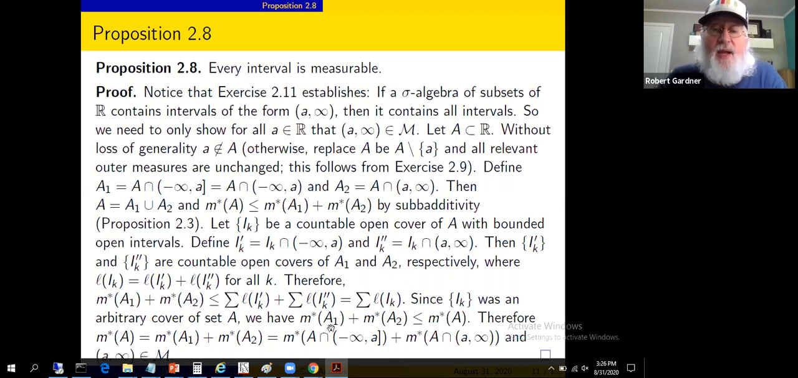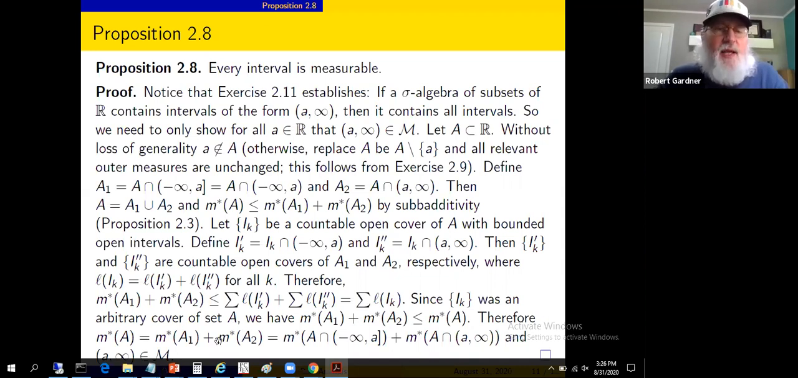So we've got the outer measure of A1 plus the outer measure of A2 less than or equal to the outer measure of A. We've got that inequality reversed up here. That was easy. That was subadditivity. It's also contained in note 2.3.A, I think. So it comes from there as well. So if we've got the inequality in one direction and the other, then that just gives us an equality. And we've shown the outer measure of A equals the outer measure of A1 plus the outer measure of A2.